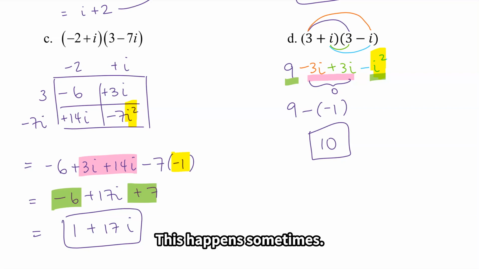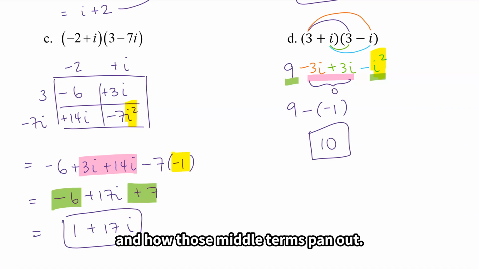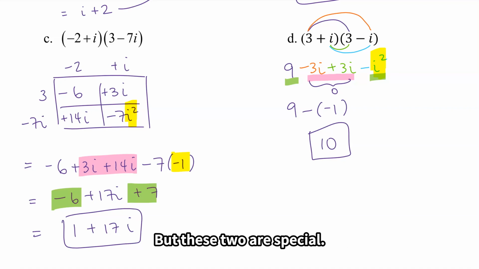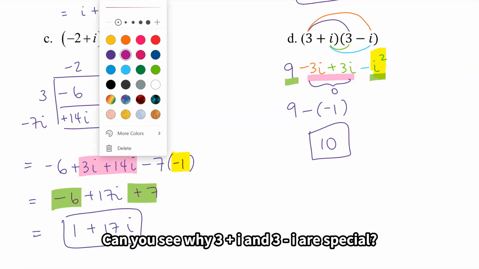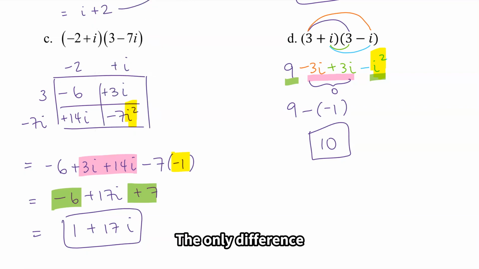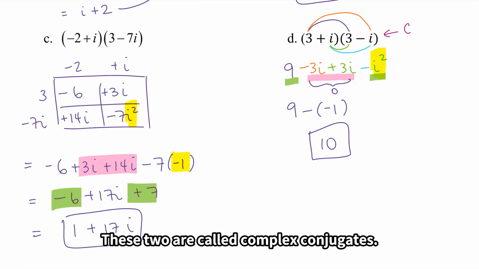This happens sometimes. It all depends on the numbers themselves and how those middle terms pan out. But these two are special. Can you see why 3 plus i and 3 minus i are special? The only difference between 3 plus i and 3 minus i is the middle sign. These two are called complex conjugates.